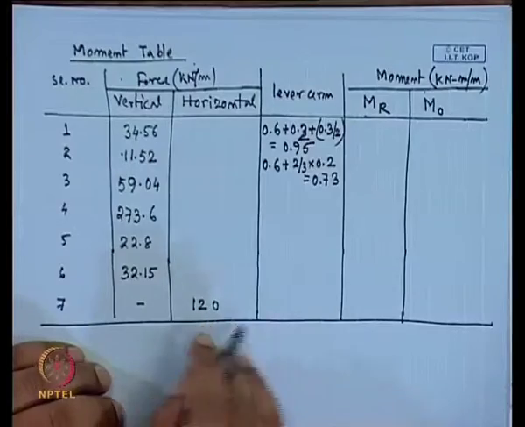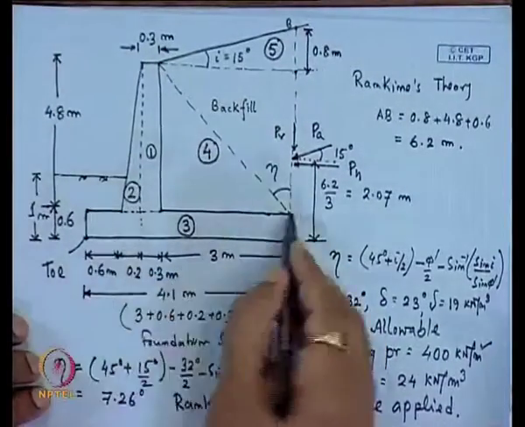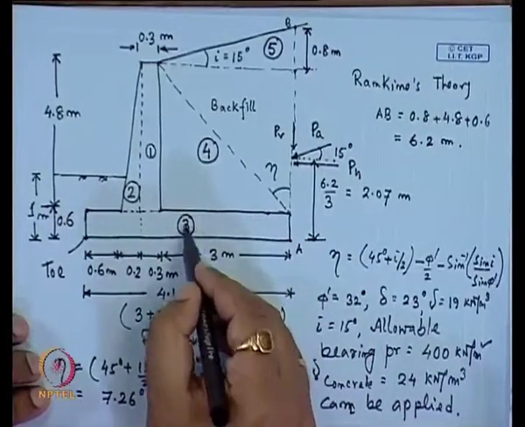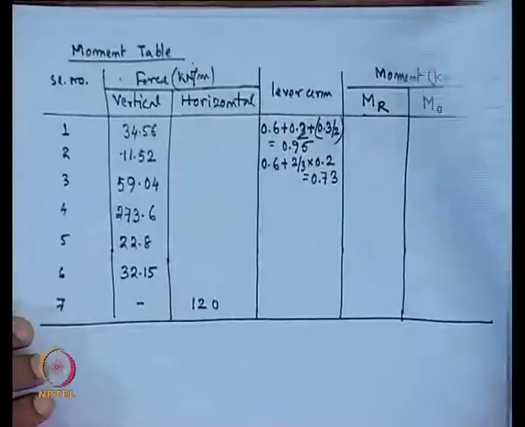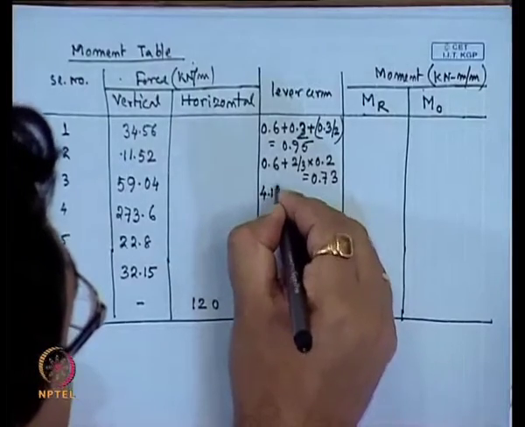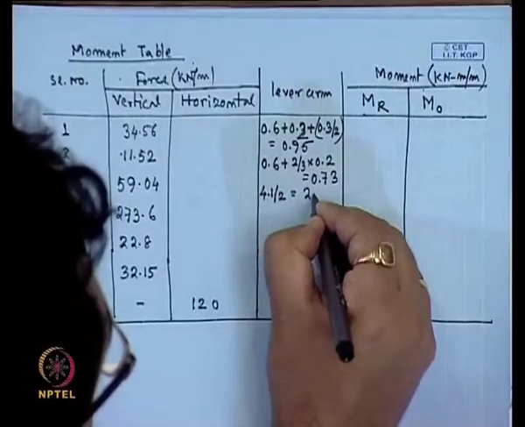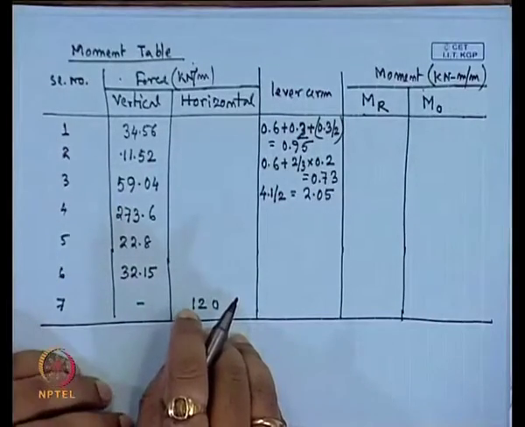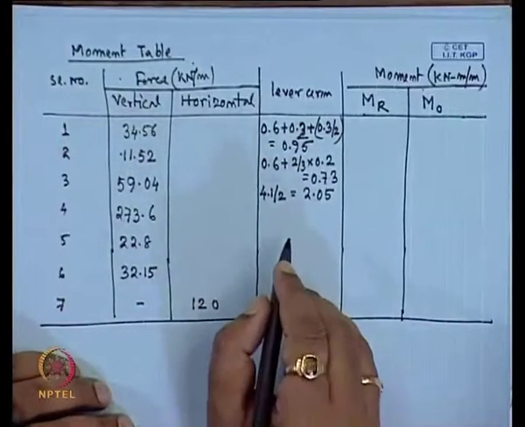Similarly, for the third section, that is the base of this rectangle, the center of this rectangle is the straightforward point. So the lever arm for this third portion is 4.1 divided by 2, that is equal to 2.05.